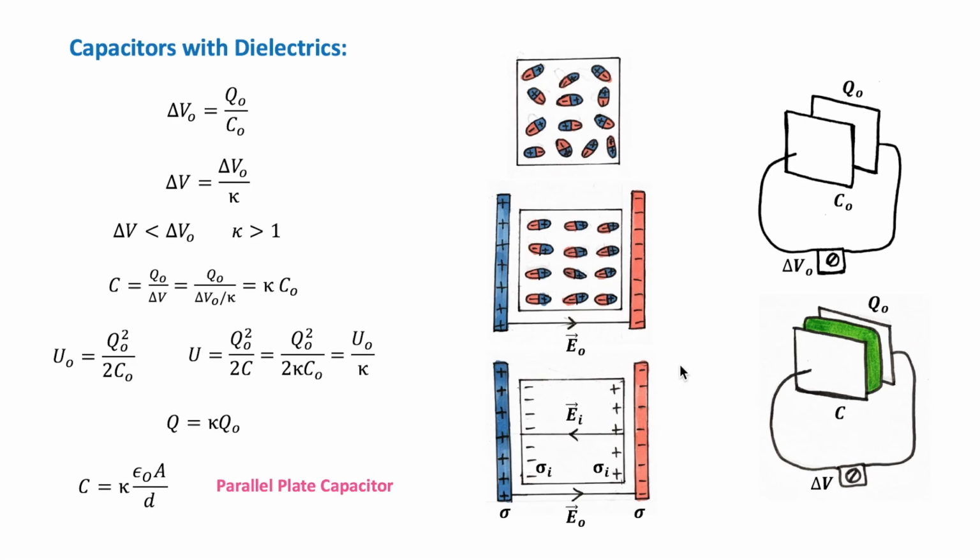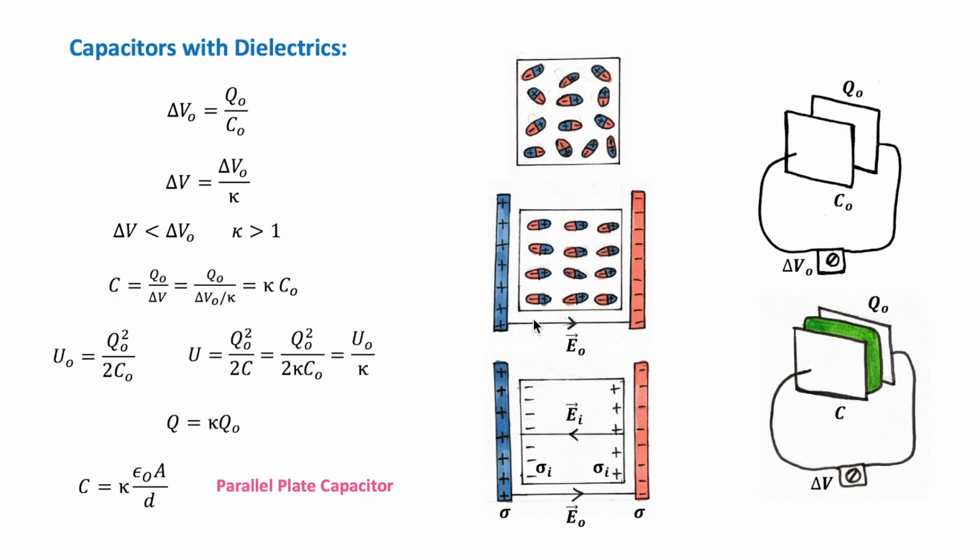So as you can see, the field produced by the plates is E naught, so the molecules orient themselves with E naught. And when they orient with the field, they produce a layer of negative charge at this side and a layer of positive charge on the opposite side. In the middle, the charges cancel out. And as you can see, the polarity of the layers is opposite to the plate's polarity, right?